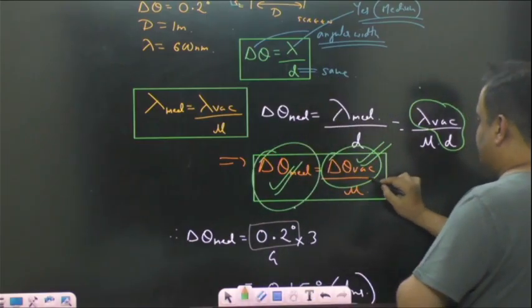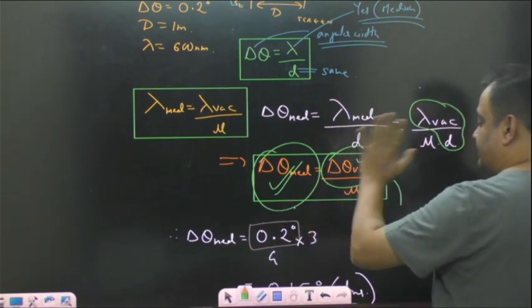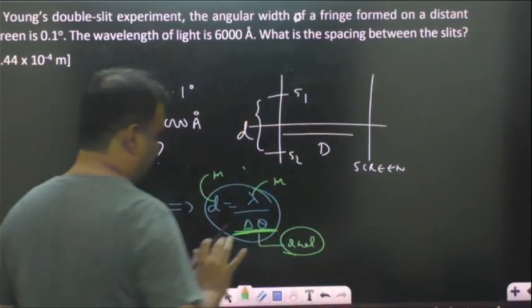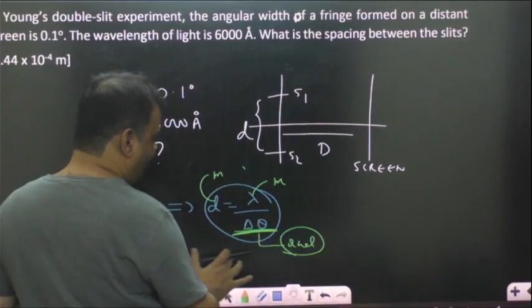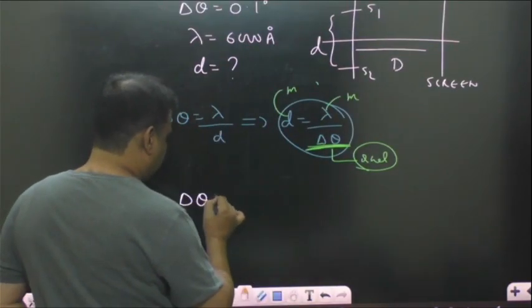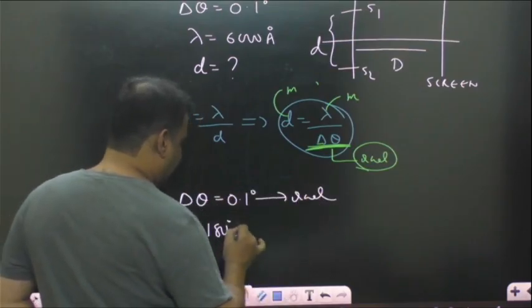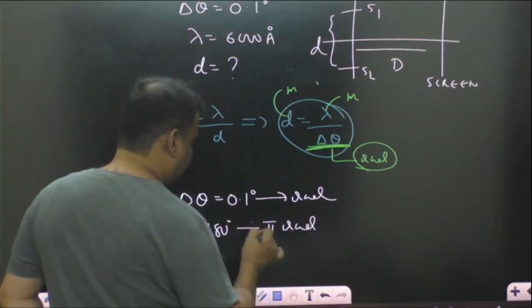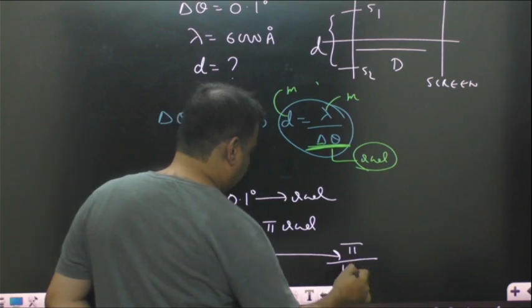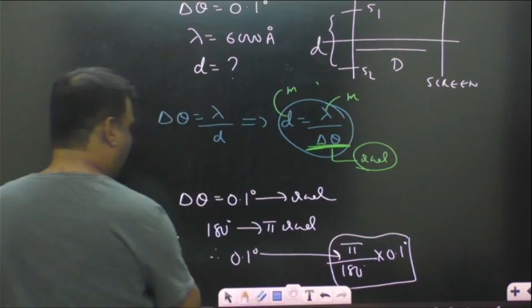So what we did, we kept the vacuum width in degree, and the medium width has also been reported in degree. But in this equation, we have d, lambda and the angle, so you must use SI units. So we will convert the angular width 0.1 degree into radian. We know 180 degree is pi radian, so 0.1 degree will be pi divided by 180 into 0.1. This will be your conversion into radian.